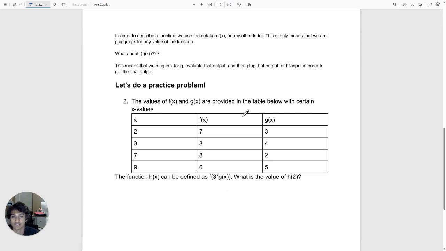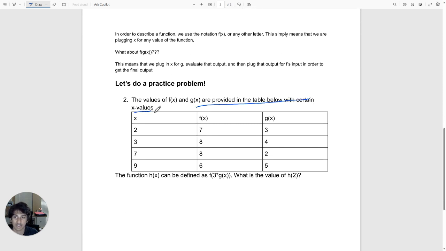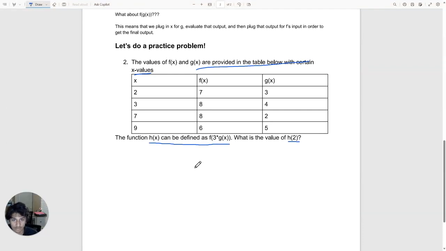The values f of x and g of x are provided in the table below with certain x values. And the function h of x can be defined as f of 3 times g of x. What is the value of h of 2? So let's do this real quick.